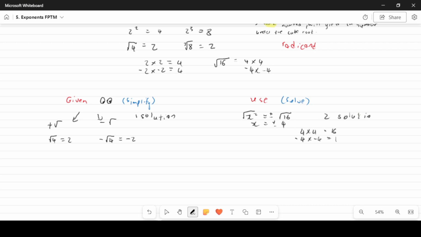Always two solutions. And then sometimes, but I will not get into that, that's more complicated. Sometimes you have to reject one of the solutions, but I will explain that when we get to those parts. But when you're using the square root, there's always two solutions.